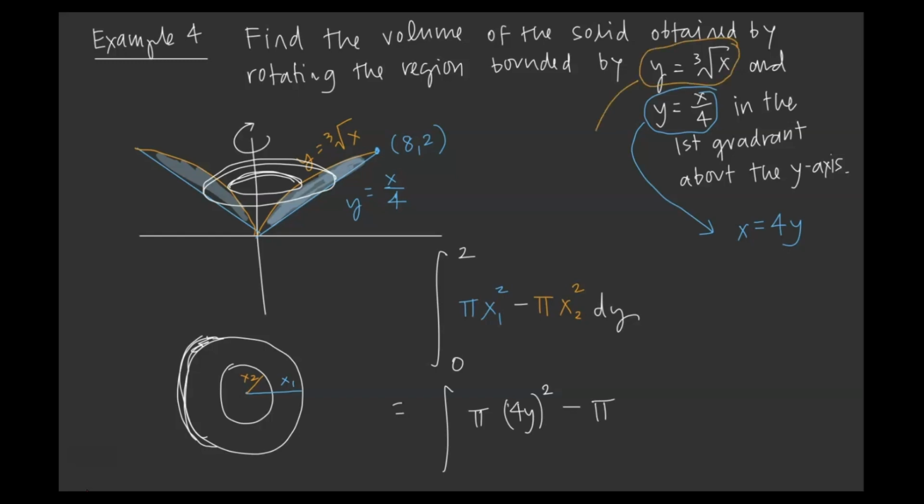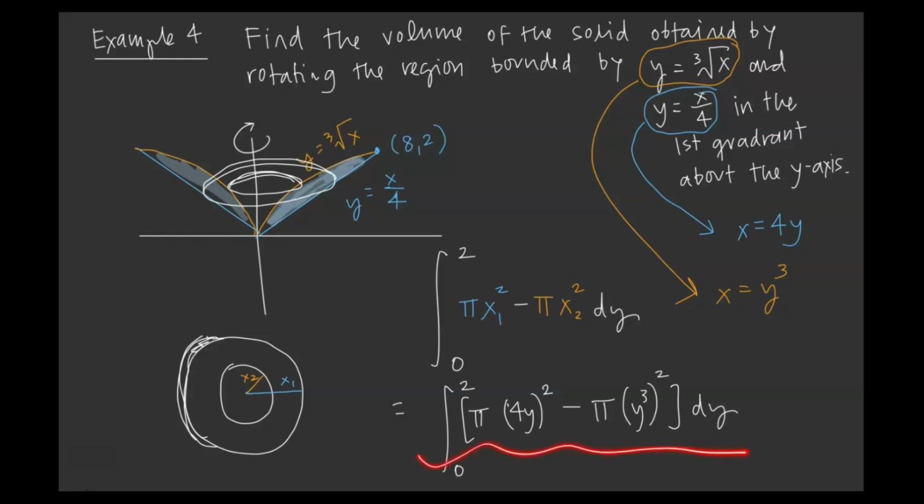This is the relationship, but we need to represent x in terms of y, so x will equal, looks like, y cubed. So y cubed, but that radius is squared. All of this is the integral with respect to y. We're going from 0 to 2. And we'll take this over to Desmos and calculate this.